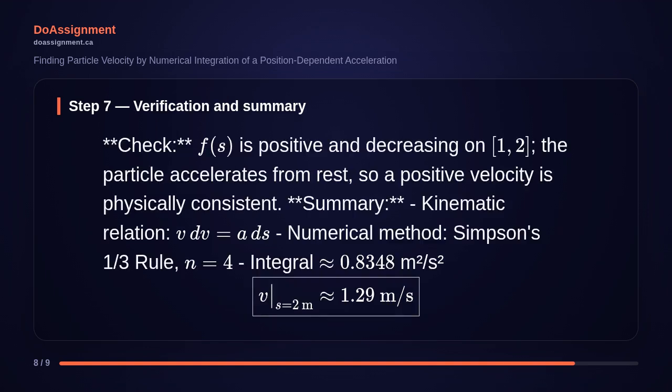As a check, the integrand is positive and decreasing over the interval, and since the particle starts from rest and accelerates, a positive velocity is expected. Using Simpson's 1/3 rule with 4 subintervals, the velocity at s = 2 meters is approximately 1.29 meters per second.